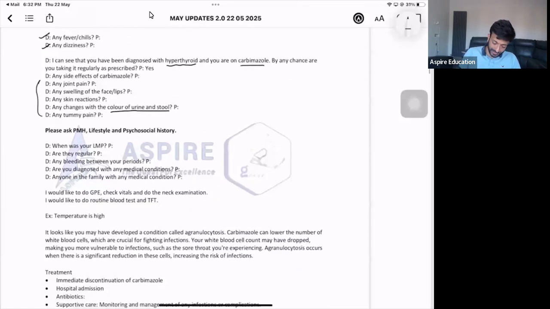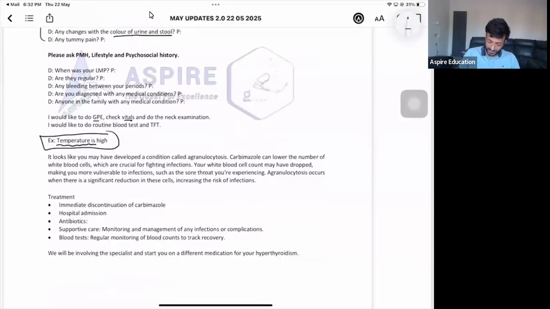And when you do the vitals, I would like to do a general physical, check your vitals, and maybe the thyroid examination. The examiner gave you a finding, which is that temperature is high. When you have got this, what is the thing? It is most probably going towards agranulocytosis caused by carbimazole, right? So the treatment is obviously to stop the drug. That's the first thing. We usually admit these patients.